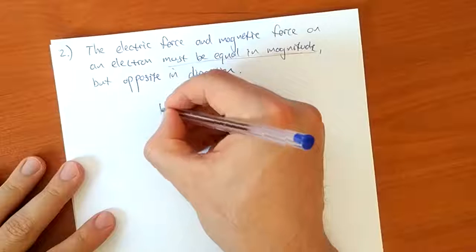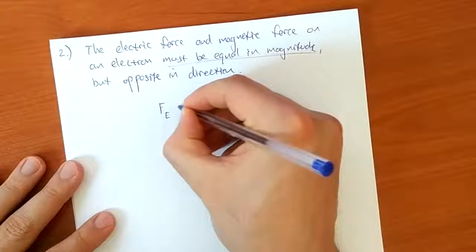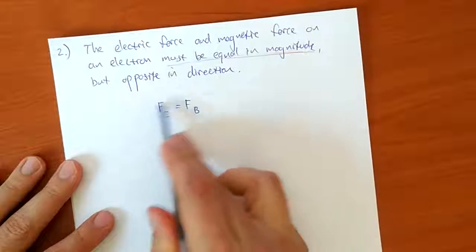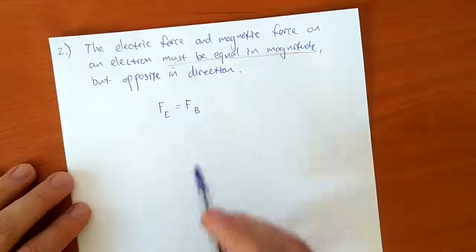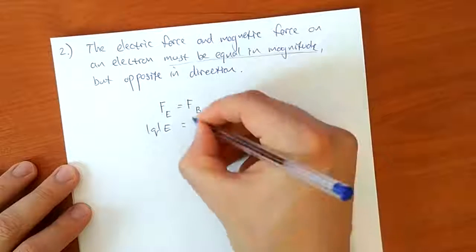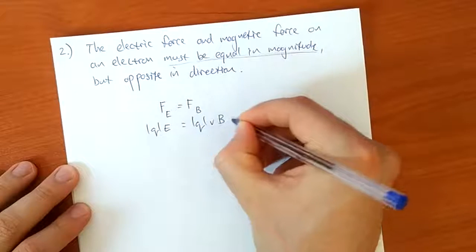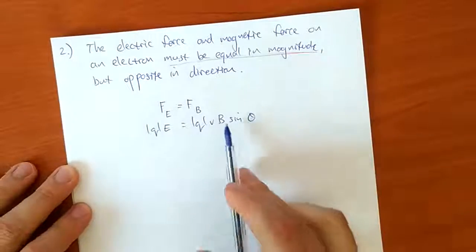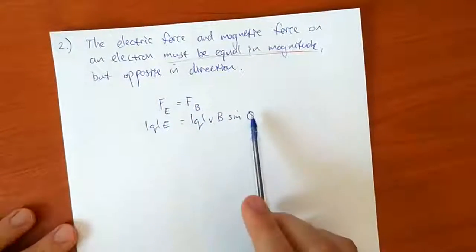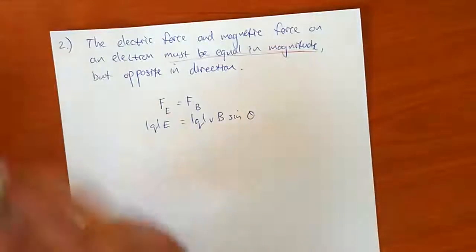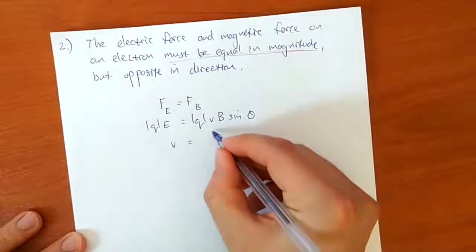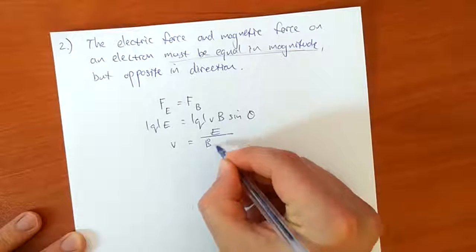So the two forces on an electron, the electric force and the magnetic force, must be equal in magnitude. Okay, so no arrows on top, this is just the magnitudes that we're equating. The general formula for the electric force is Q E, and for the magnetic force it's Q v B sine theta, for a charge moving in a magnetic field with velocity v, and theta the angle between the direction of movement and the magnetic field. What we're after is the velocity, so v is equal to E over B sine theta.